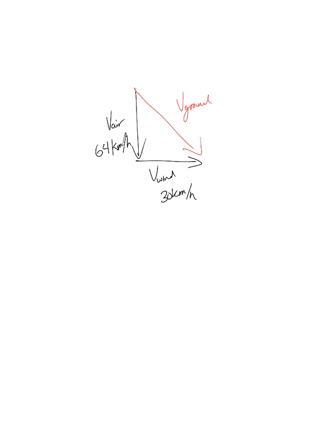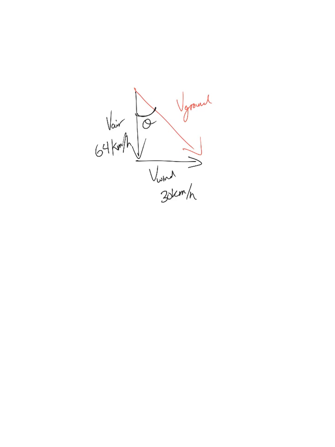So in this case, we have V air, and we're told that value is 64 kilometers an hour. So that is the plane's speed in still air. We have a wind blowing from the west towards the east, and that's V wind, and that value we're told is 30 kilometers an hour. And the resultant velocity is V ground, and that's what we're asked to find. What we're trying to figure out is this angle right here.